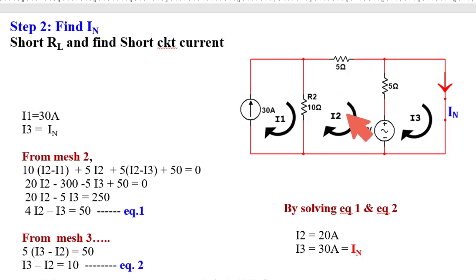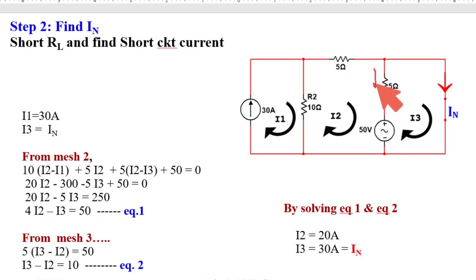From mesh 2, I2 current is flowing in upward direction and I1 current is flowing in downward direction. So net current flowing through this 10 ohm resistance is I2 minus I1. This I2 minus I1 multiplied by 10 resistance. So this is the voltage drop across resistance R2. Through this resistance I2 current is flowing in this direction. So I2 multiplied by 5. This is the voltage drop across the resistance 5 ohm.